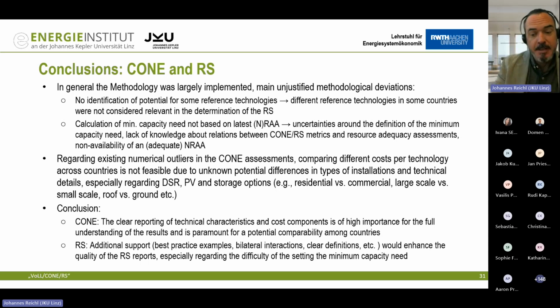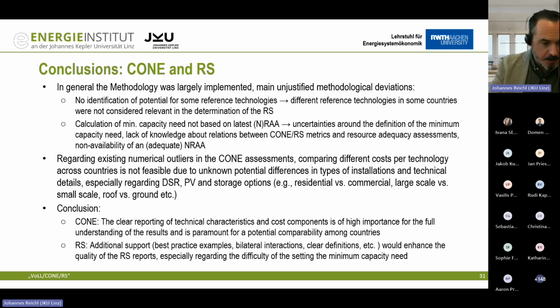Potentials should have been developed. If they haven't, that was a deviation. And we saw one difficulty that was relevant, namely when member states had to define their minimum capacity need according to the methodology, but that the executing entities have not always completely understood the relationship between the national resource adequacy assessments and these minimum capacity needs. So the principal idea would have been to derive the minimum capacity need from national resource adequacy assessments if available. So we have to clarify more that this is a very close interrelationship.